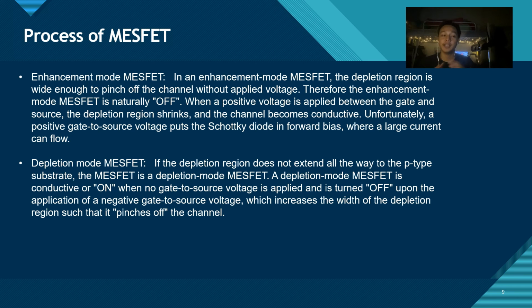The second one is the depletion mode MESFET. If the depletion region does not extend all the way to the p-type substrate, the MESFET is a depletion mode MESFET. A depletion mode MESFET is conductive or on when no gate to source voltage is applied, and it is turned off upon the application of a negative gate to source voltage, which increases the width of the depletion region such that it pinches off the channel.